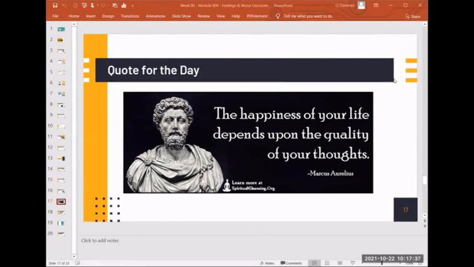Before that, I would like you to take this quote from Marcus Aurelius. He says that the happiness of your life depends upon the quality of your thoughts. So do not blame others, because what you are right now, where you are right now, is because of your thoughts, the quality of your thoughts. So if you feel that your surrounding is toxic, perhaps you have to do an inventory of yourself, how you think about things.